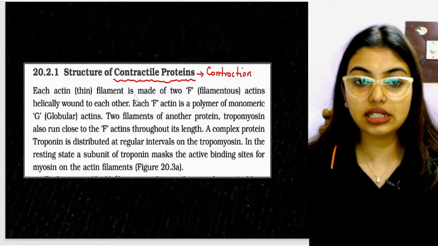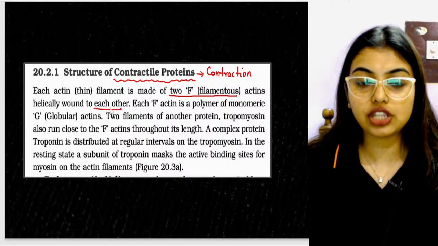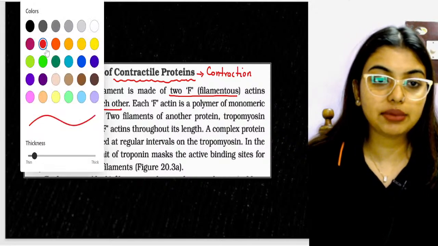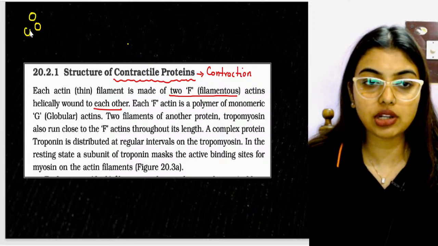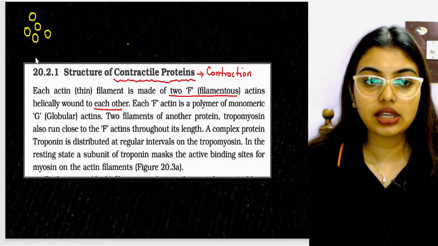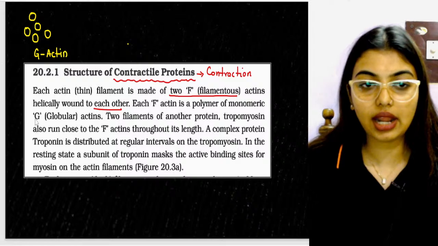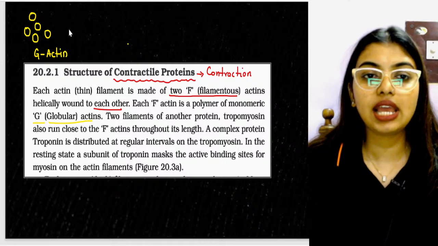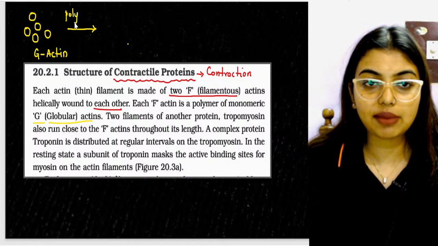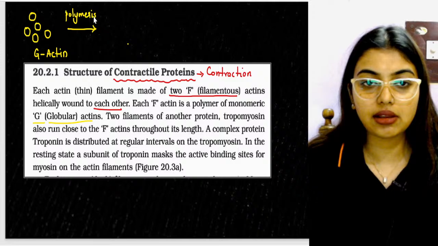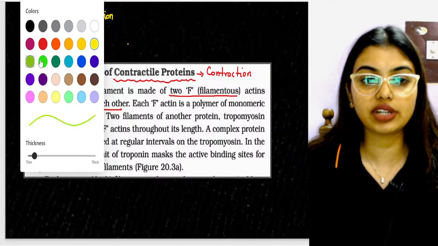Each actin filament is made up of two filamentous actins helically wound to each other. So, F filament. Students, first remember, first actin was G, globular. It was called G actin, or globular actin. See here, you can see the globular actins. Then polymerization happened, because of your magnesium ions, but that is not given, so you don't take tension.